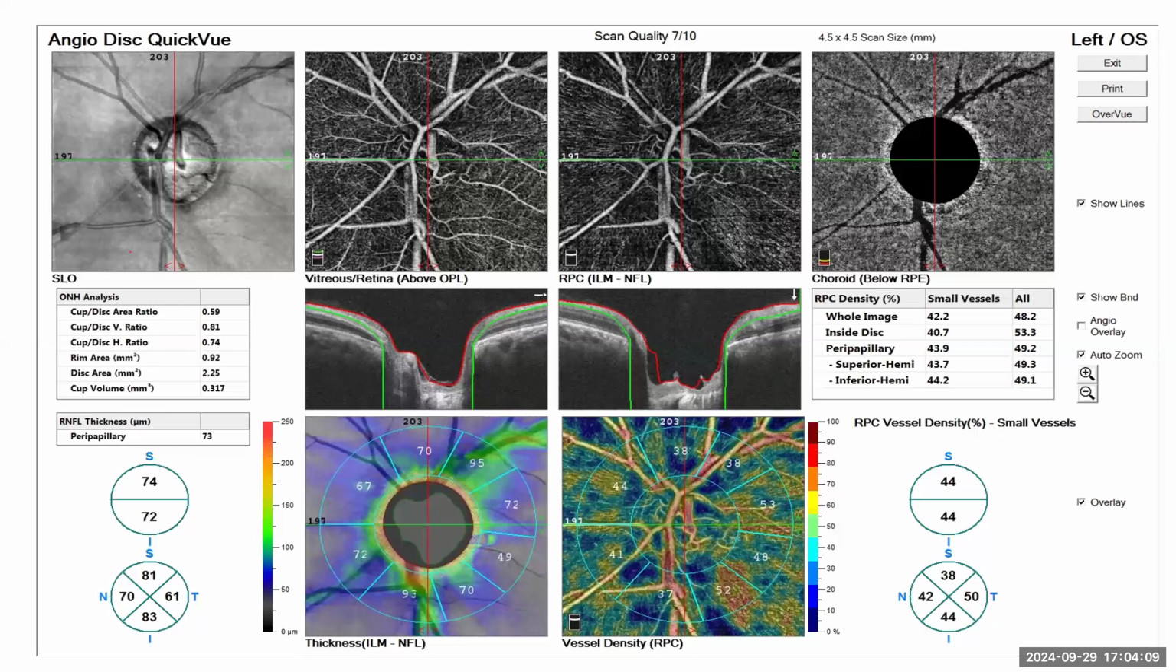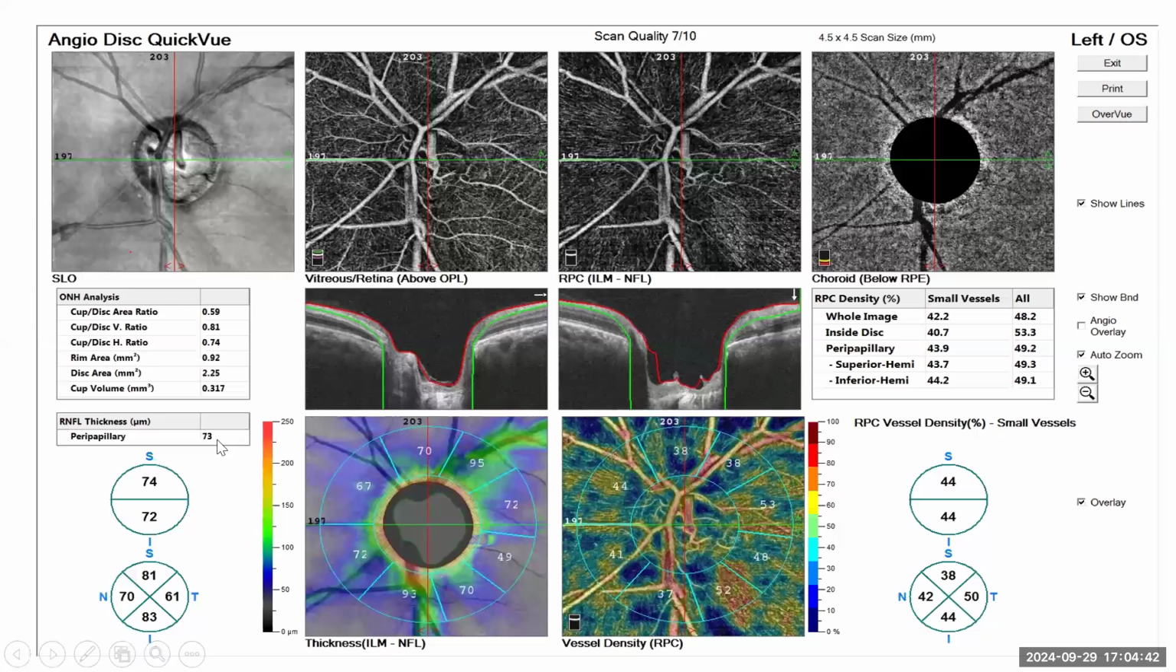On this one now, this patient is about 58 years old, and I'm showing you this first before I show you some other images too. So here we have 38 superiorly, 44 inferiorly, 42 nasally, and 50 temporally. The average in this patient is 43.9 for the peripapillary vessel density, and the average retinal nerve fiber layer thickness is 73.